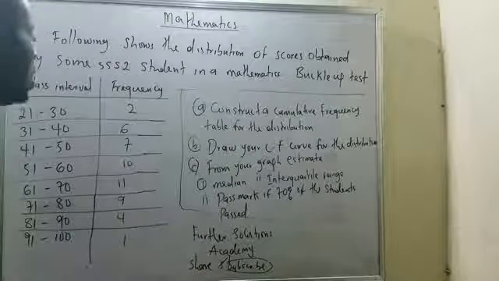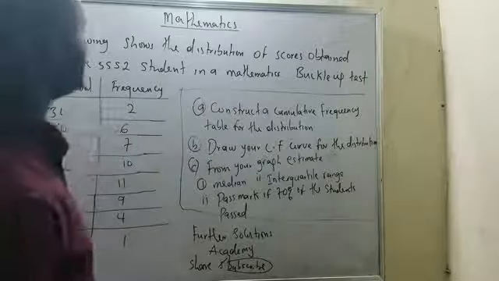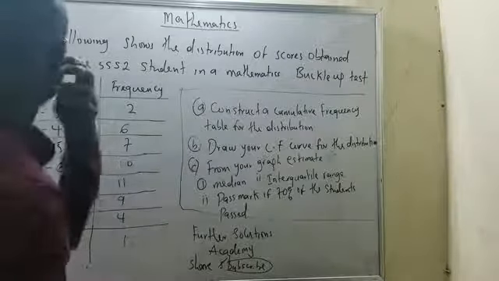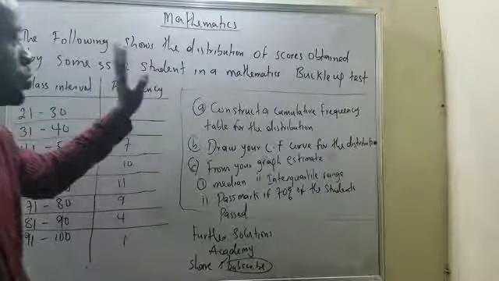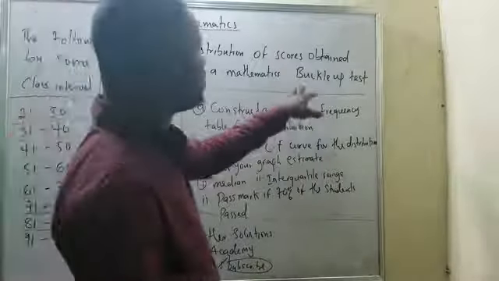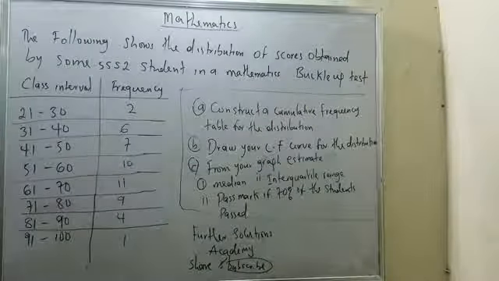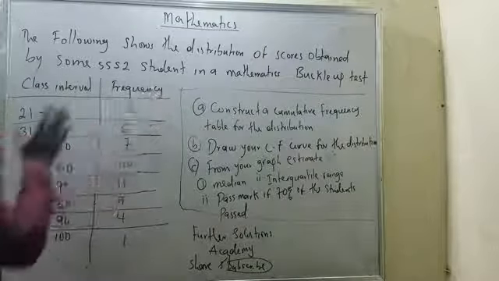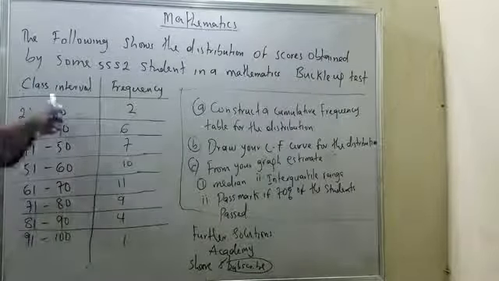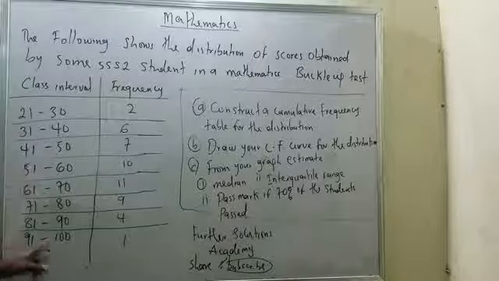Okay, the question says: the following is the distribution of scores obtained by some SS2 students in a mathematics test. Now, this is the class interval. This is the frequency. This is called class interval. This is called frequency. Can you see? It is 21 to 30, 31 to 40, and so on to 100.